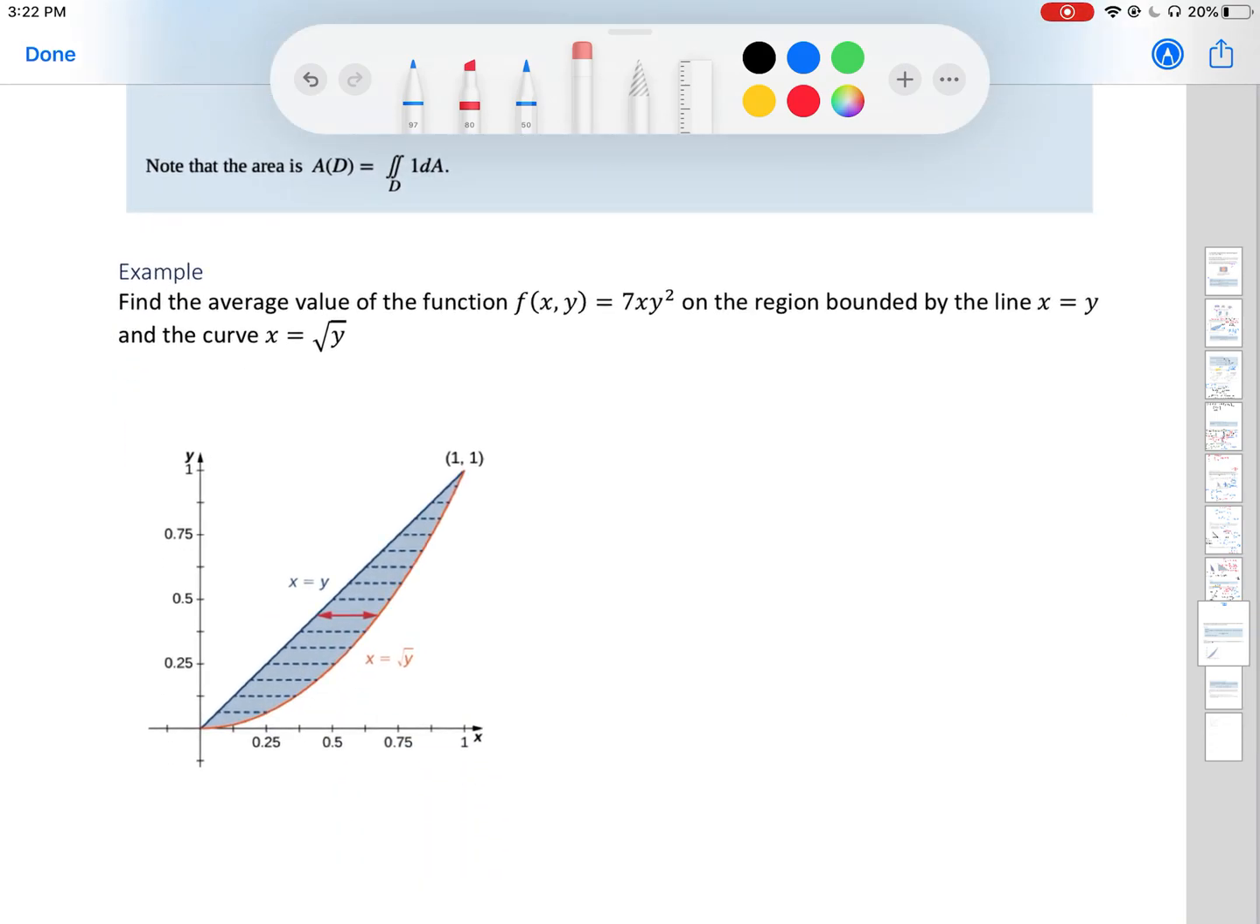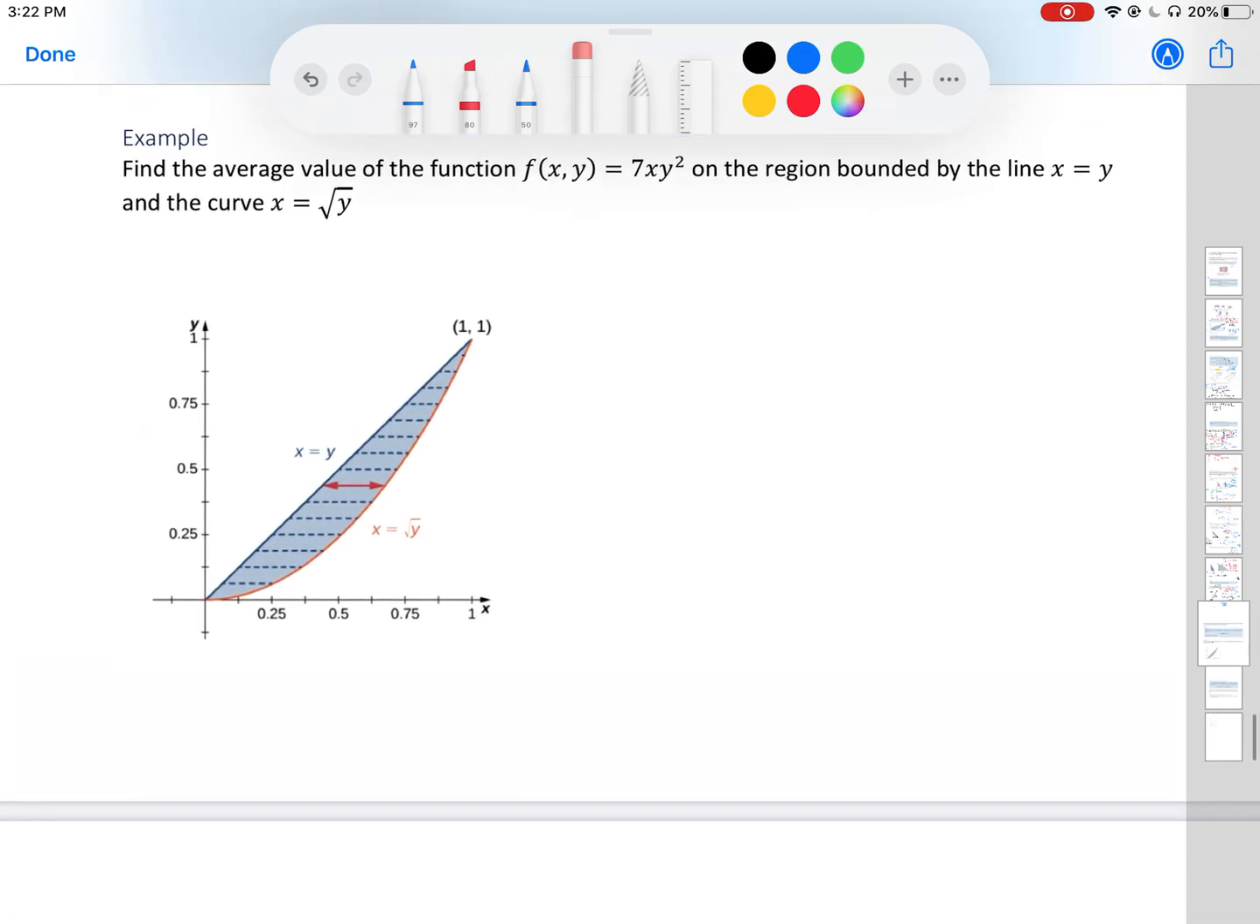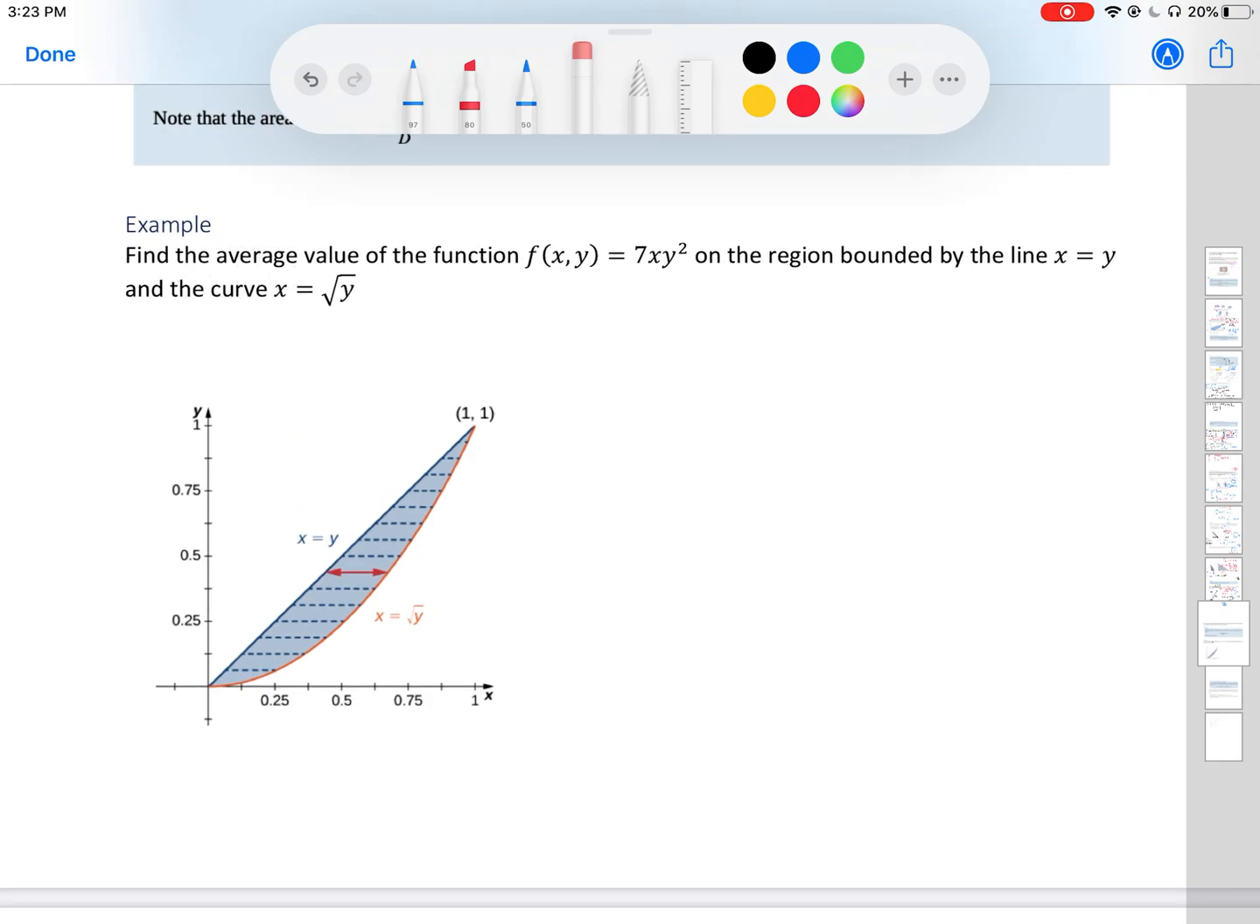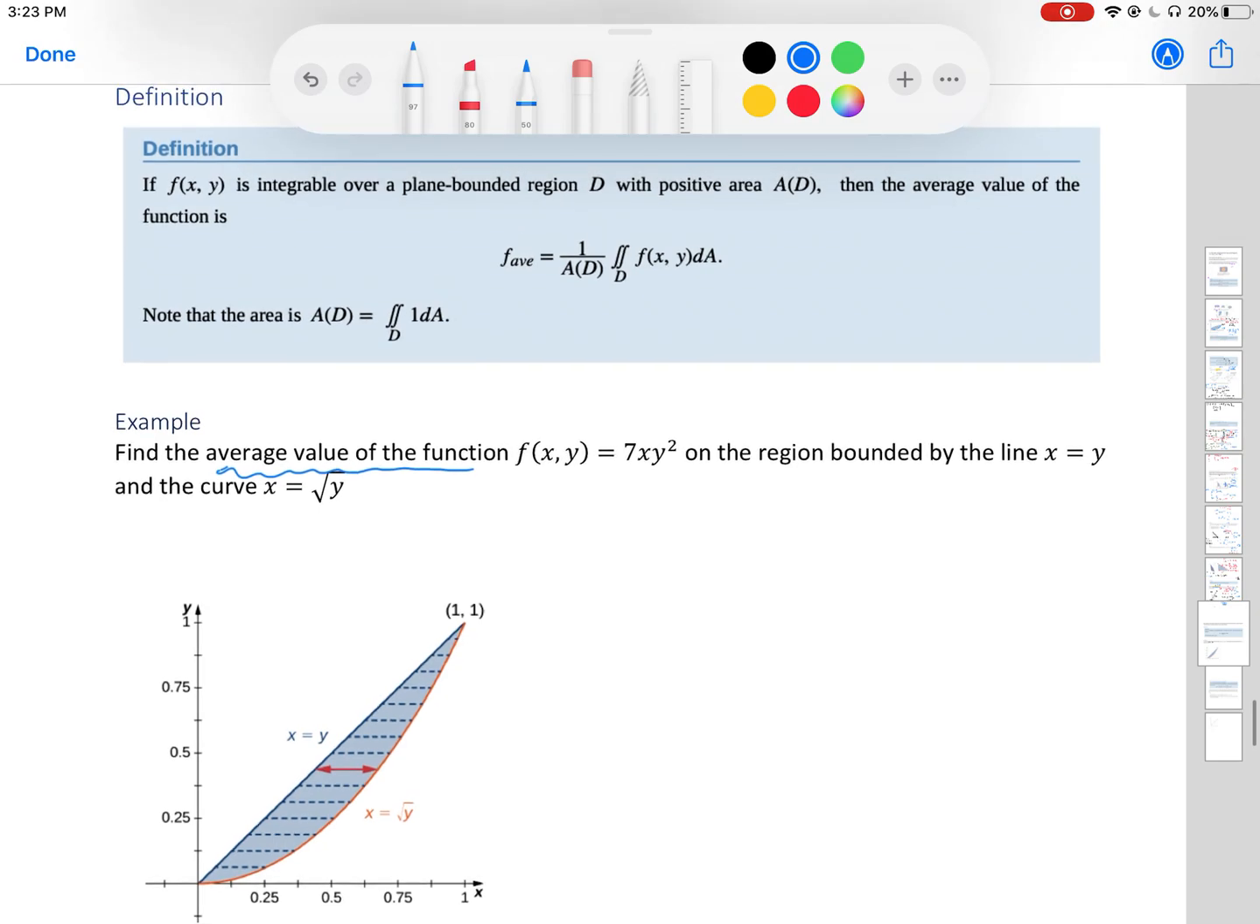So for this example, we're asked to find the average value of the function f of x comma y equals 7xy squared on the region bounded by the line x equals y and the curve x equals square root of y. All right, so for this next problem, we're asked for the average value of the function. So we know to proceed with our definition above.